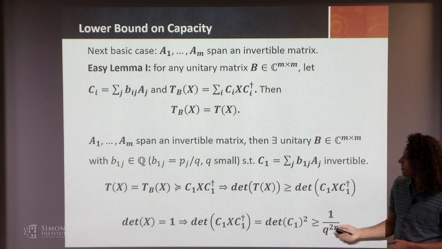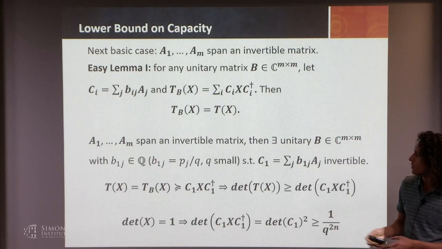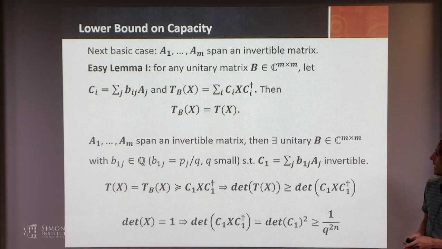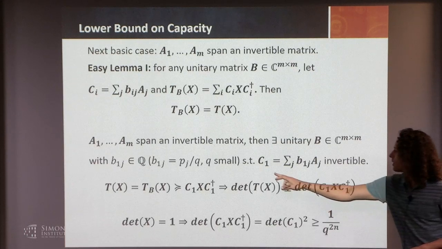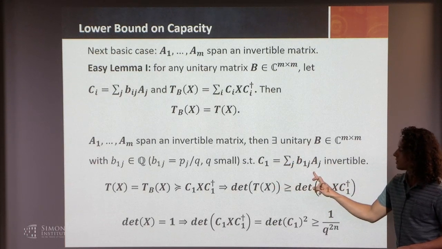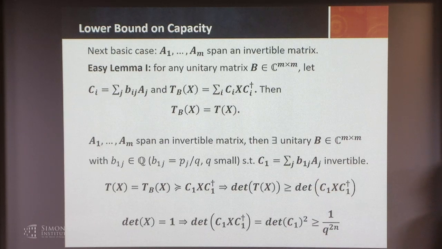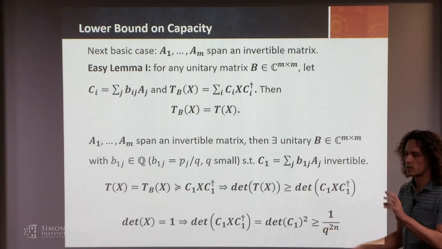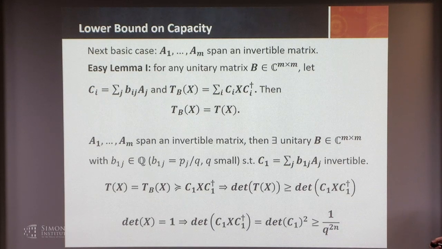In this matrix, the elements of the first row are all rational and have a small denominator, such that C1 is this linear combination of the Aj's, which is an invertible matrix. So essentially, you can make an invertible matrix with integer coefficients, or rational coefficients, but the denominator is very small. Once you have this matrix, you know that T of X is equal to this operator after a change of basis.